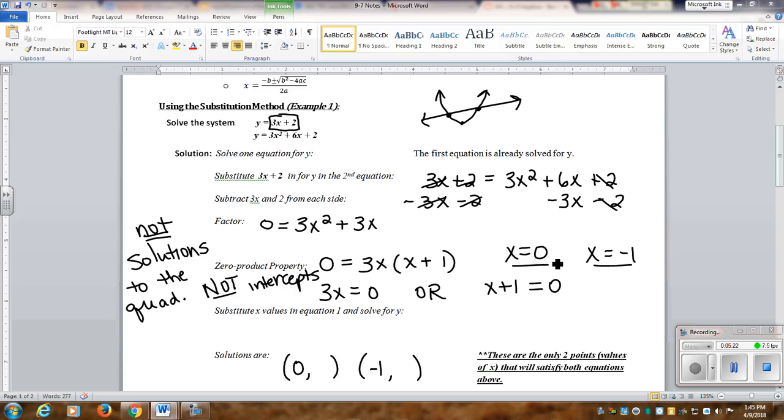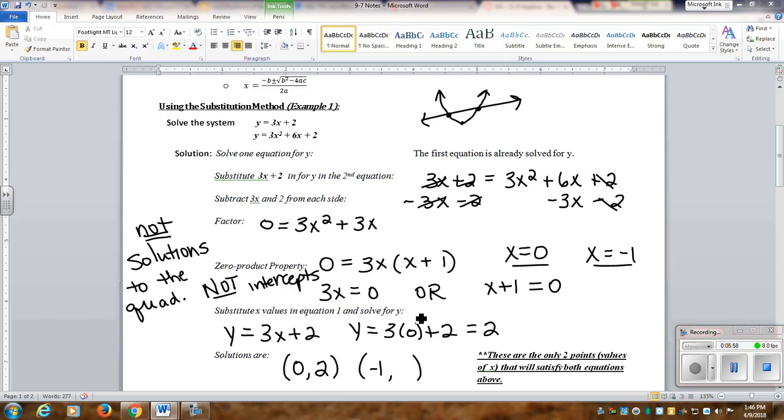Okay, so now, when these x values are 0 and -1, I want to go back up here to this first equation, y equals 3x plus 2, because it's the easier of the 2 equations to solve for y. I could use the quadratic one, but y. Okay, so I'm going to substitute 0 in for x, and I'm going to solve. y equals 3 times 0 plus 2, which just ends up being 0 plus 2, which is 2. So when x is 0, y is 2.